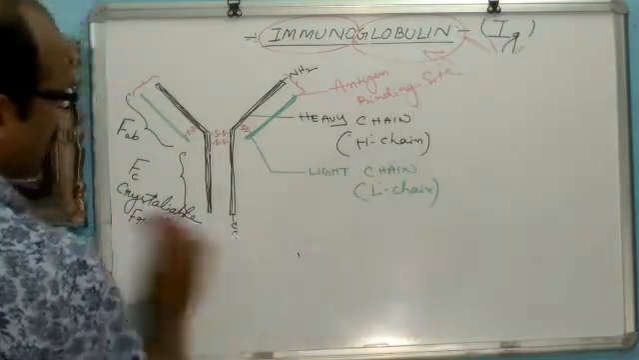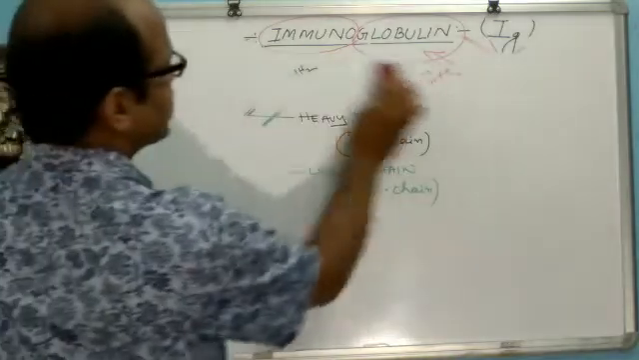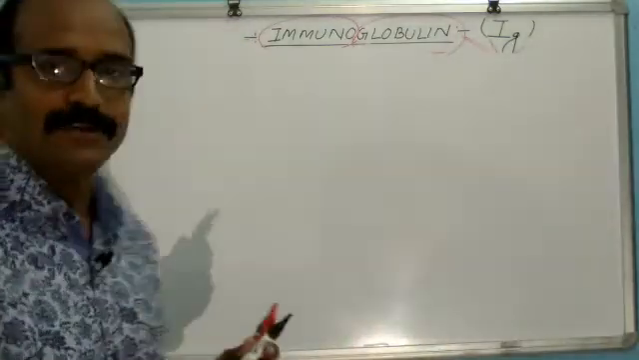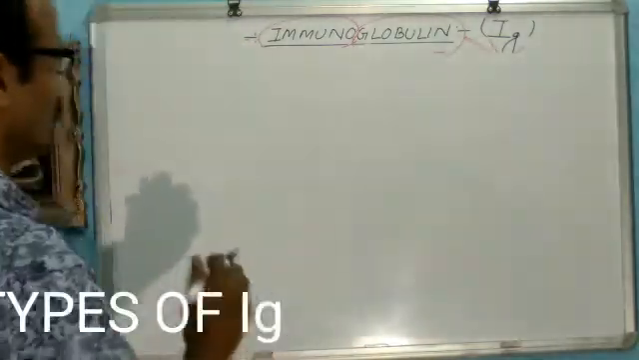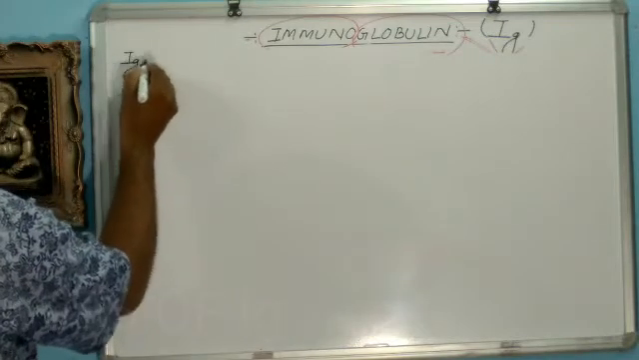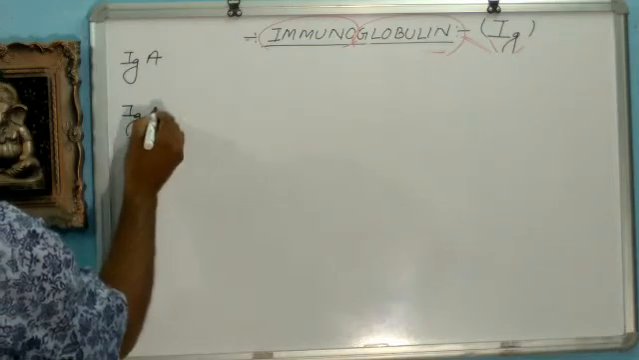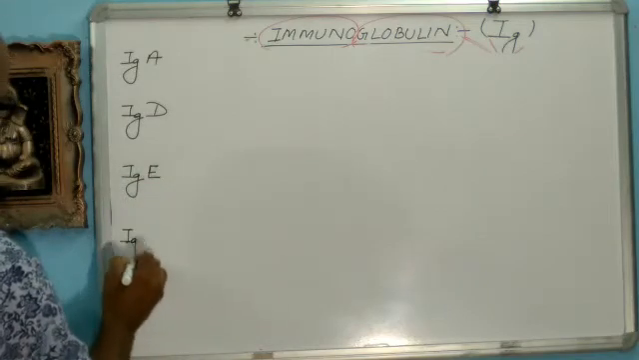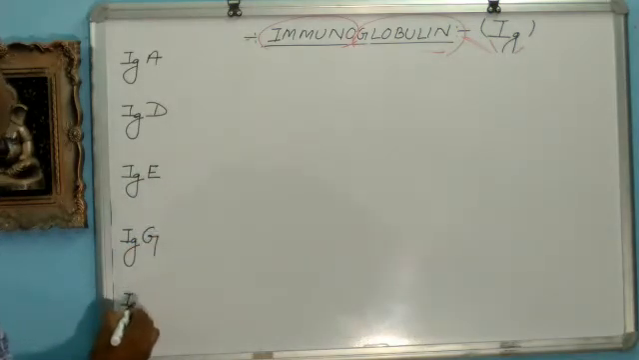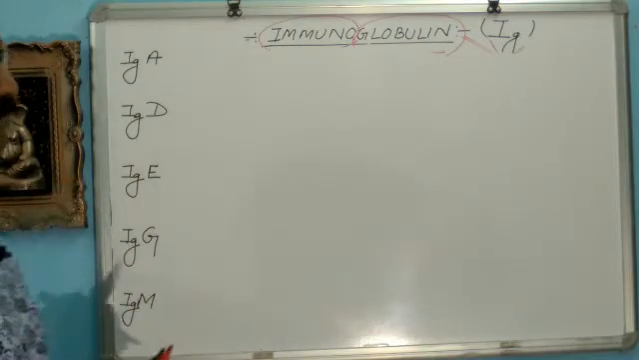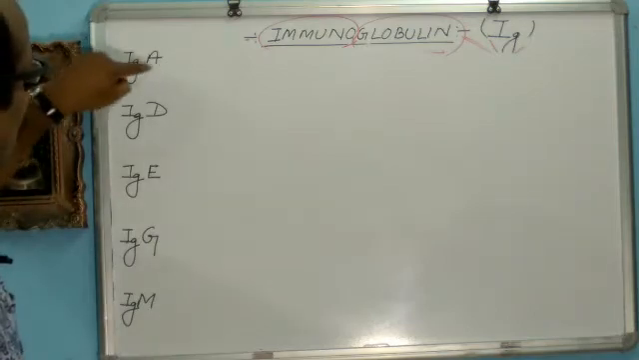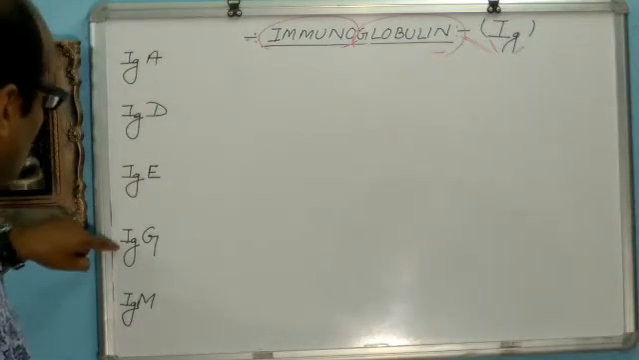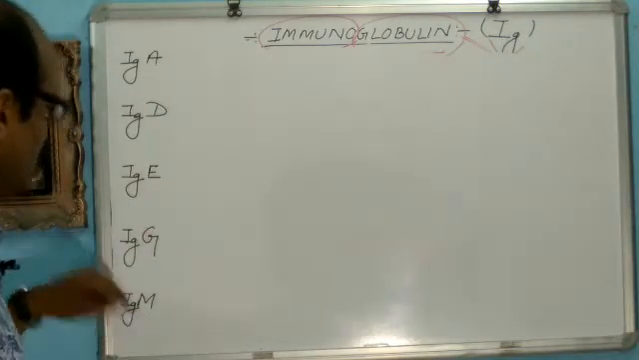On the basis of physicochemical and antigenic differences, there are 5 types of immunoglobulins: immunoglobulin A, immunoglobulin D, immunoglobulin E, immunoglobulin G, and the last one is immunoglobulin M. Actually, these are immunoglobulin alpha, delta, epsilon, gamma, and mu.